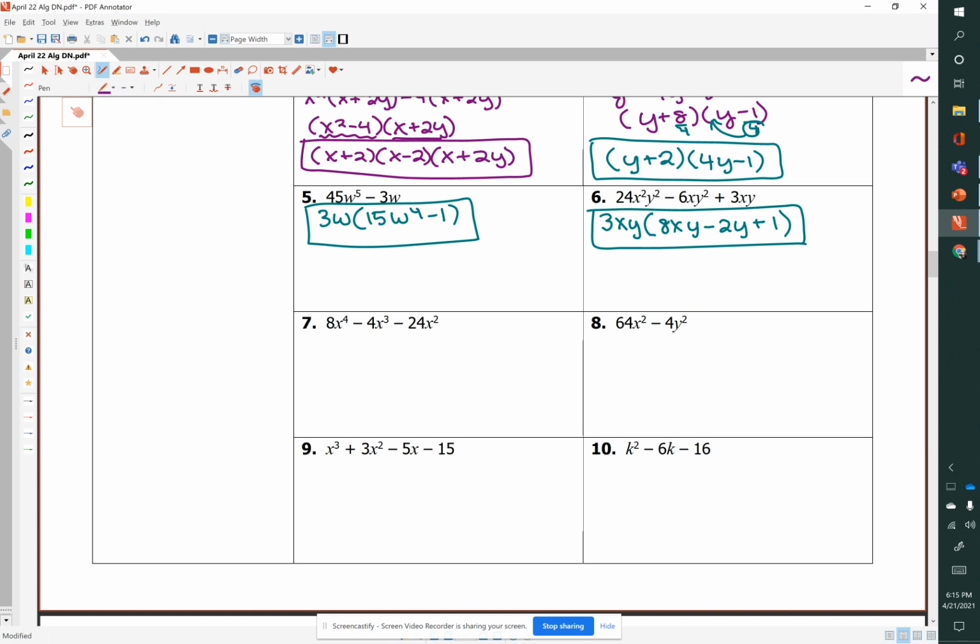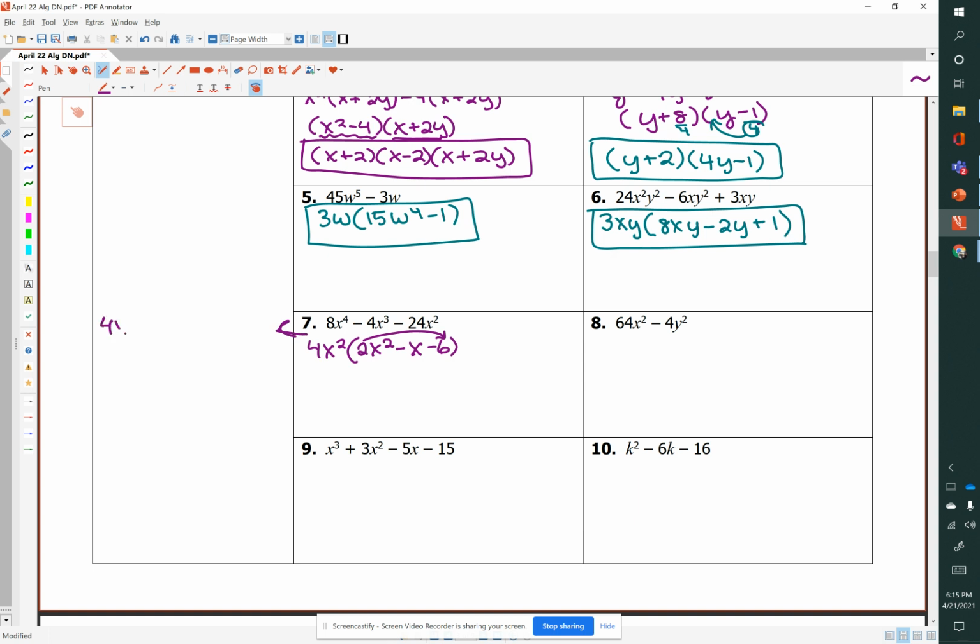I'll get a new color here. I think we can factor out a 4x squared. So let's do that. 4x squared, which leaves us with 2x squared minus x minus 6. And we're going to use slip and slide for this. So we're going to multiply the 2 times the negative 6. I'm going to work over here. I think we need a lot of room for this one.